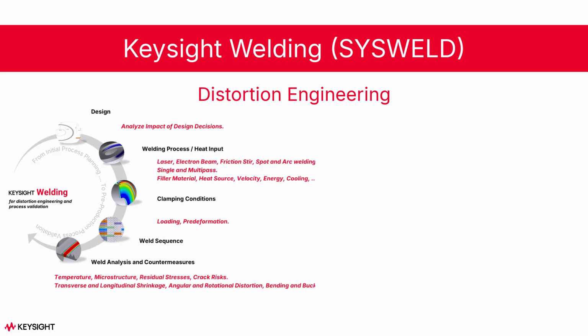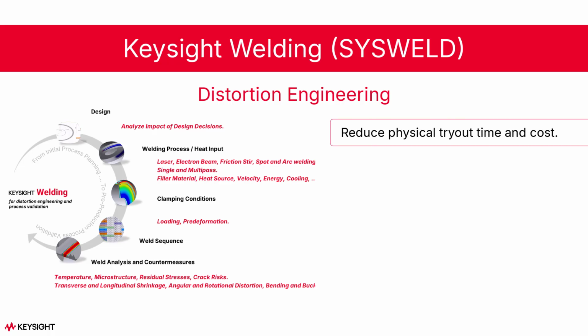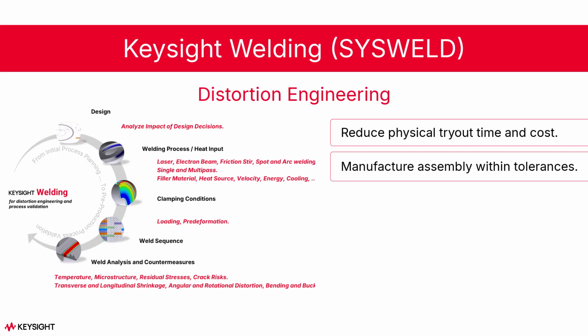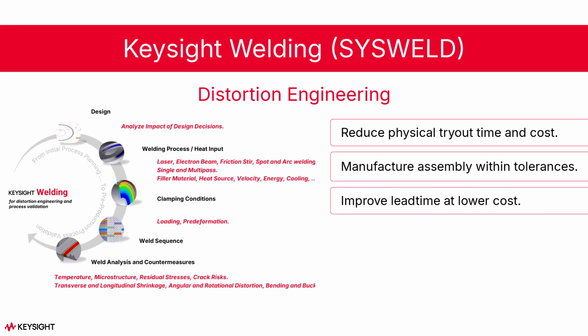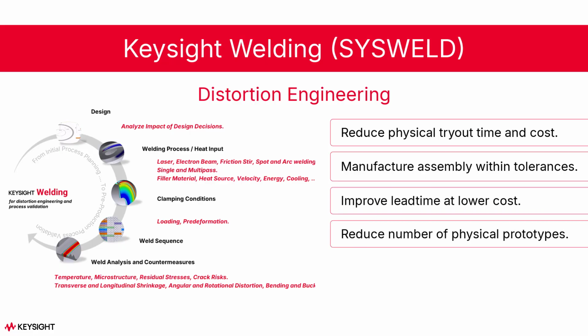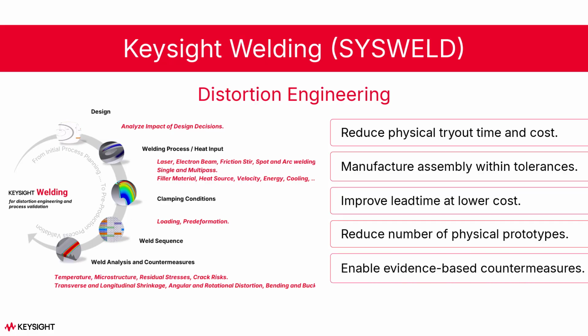By applying Keysight CAE Welding in your engineering process, you can reduce physical tryout time and cost, manufacture assemblies within tolerance, improve lead time at lower cost, reduce the number of physical prototypes, and implement evidence-based countermeasures. Keysight CAE Welding, predictive, efficient, and essential for distortion-free welded assemblies.